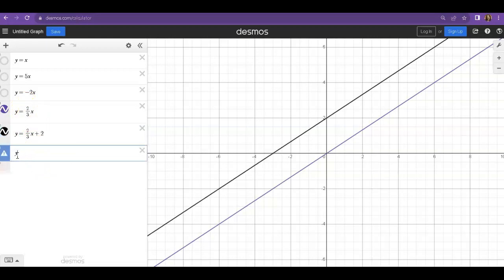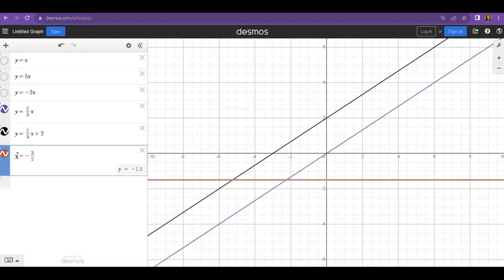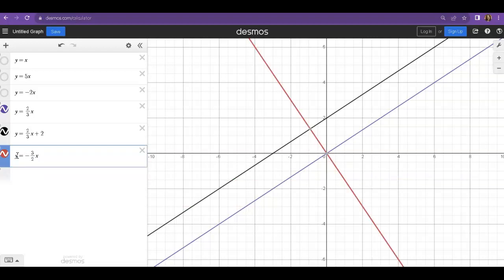If they're ready, we can play around and decide that if we use the negative reciprocal of the slope, we can create perpendicular lines. And we have a visual to solidify the rule that perpendicular lines have slopes that are negative reciprocals of each other.